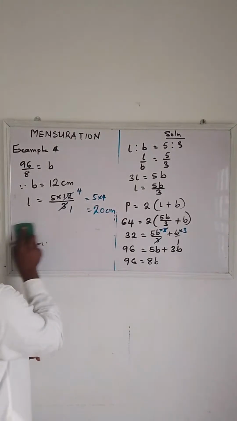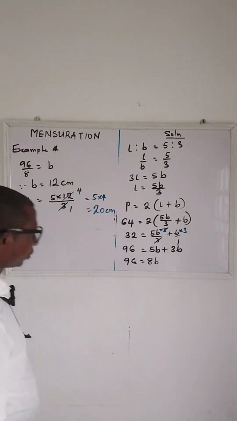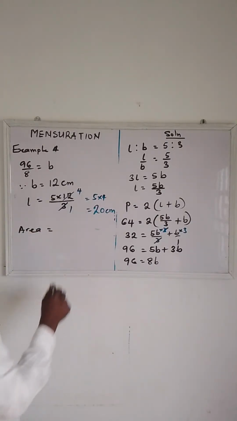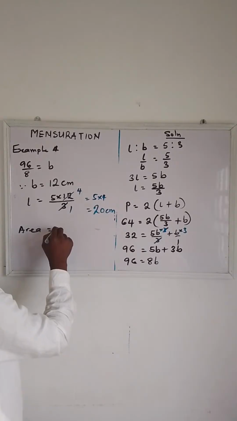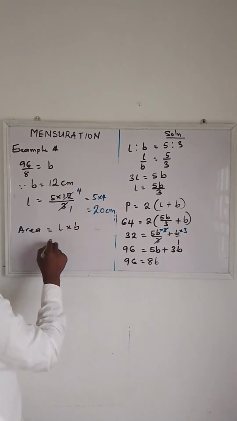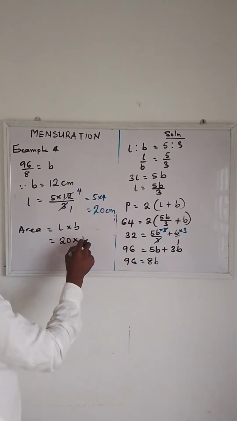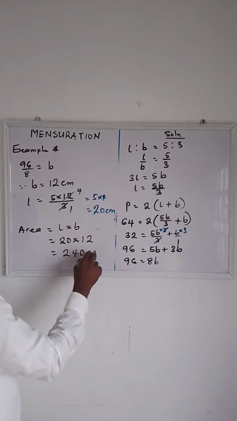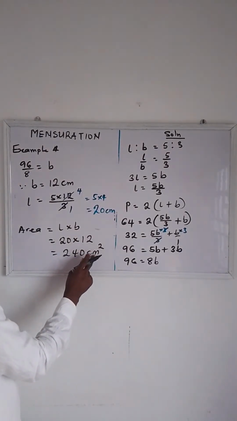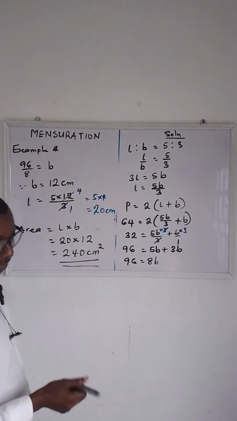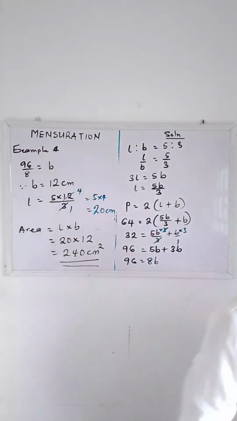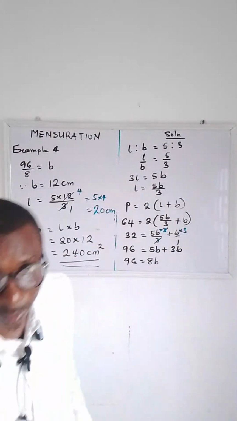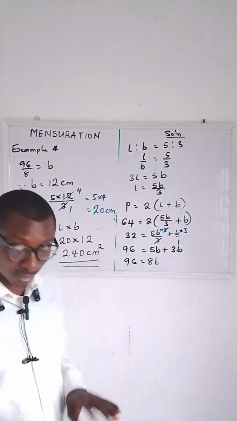So what is the area of the rectangle? So area equals what? Length times breadth, and that is 20 times 12. So, and that gives you what? 240 centimeters square. Very, very important, the unit. So this is the answer to that problem. All right. I want to believe a good number of you have the answer to that problem.